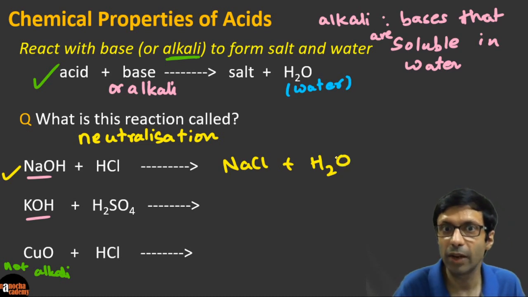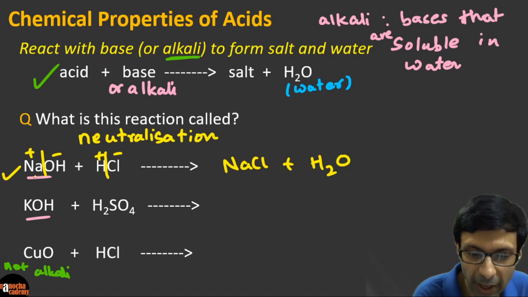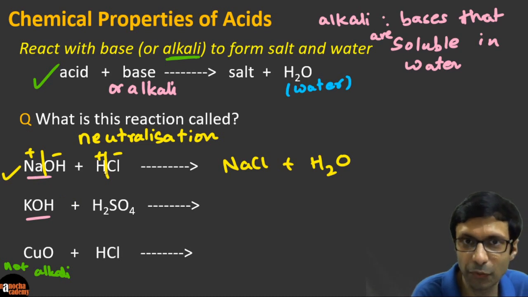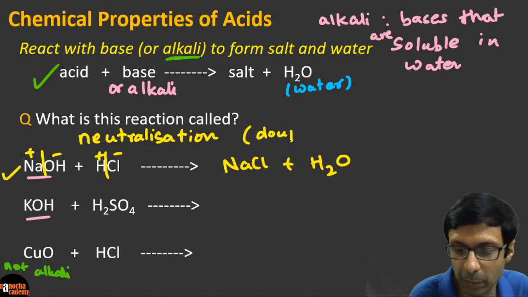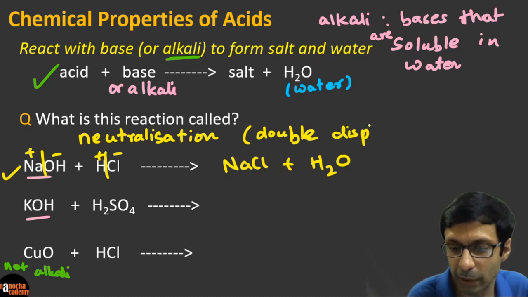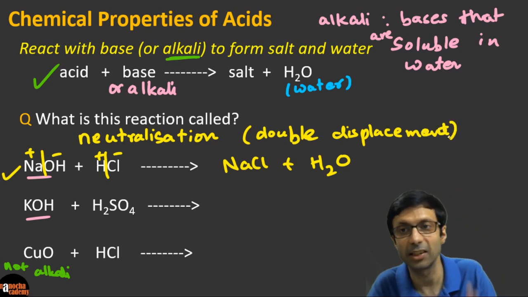And again, this neutralization reaction fits into which category? If you break this into ions, plus and minus, can you see? Right? So Na is taking the place of hydrogen. It's going to give NaCl plus water. So can you see that in these cases, double displacement is happening, right? So it's of the type double displacement. But it's given a special name because it's such an important reaction in chemistry. So we call it neutralization. Excellent. It's a double displacement.